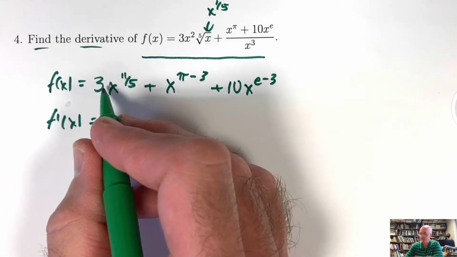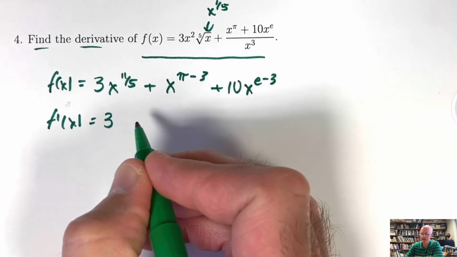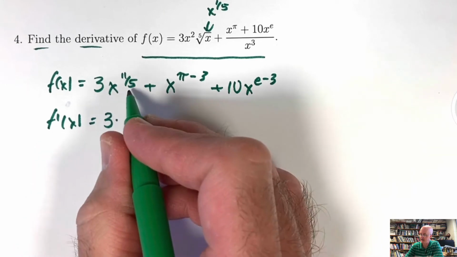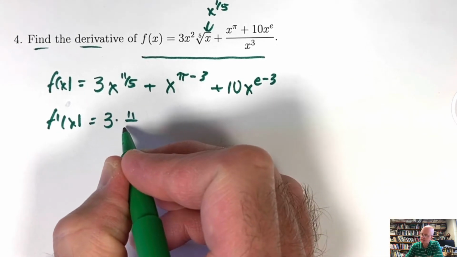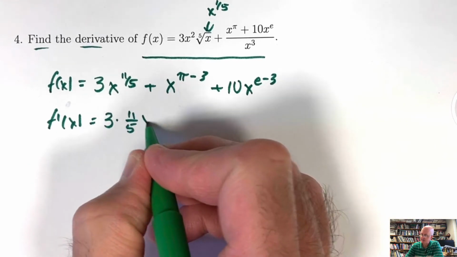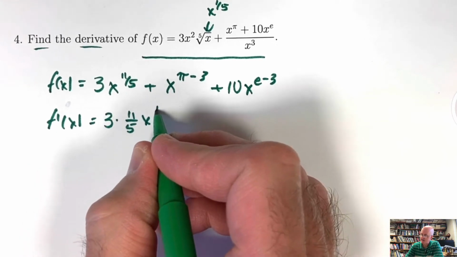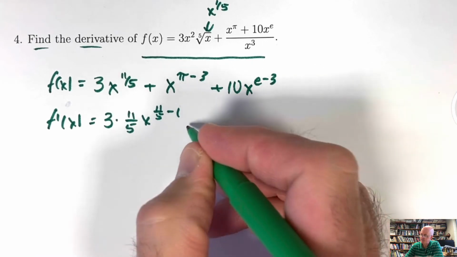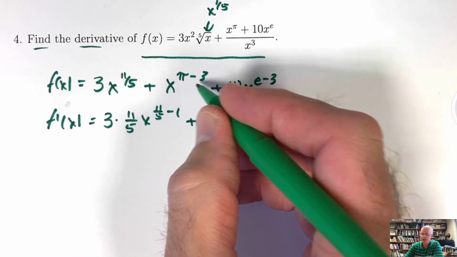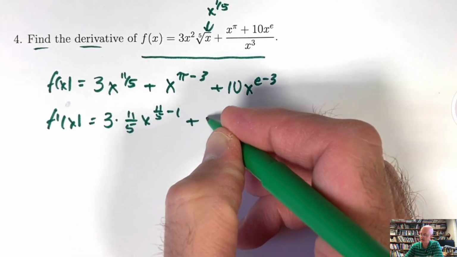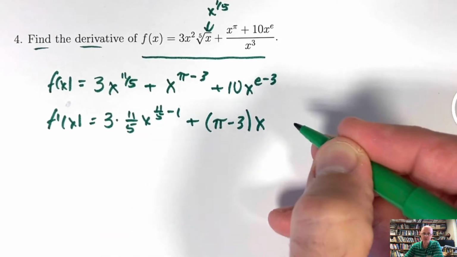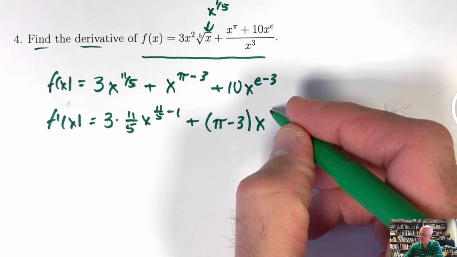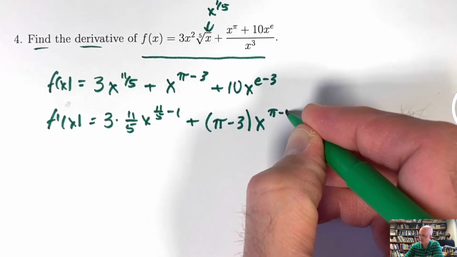All right, the 3 is a constant in front of this. It gets carried along for the ride. 11/5 is the n here. You could write the 11/5 as 2.2. 11/5 times x to the n minus 1 is 11/5 minus 1. With this next one, pi minus 3. Yes, pi minus 3 is playing the role of n. Bring it all down. Use parentheses. Subtract 1 from that exponent. Pi minus 3 minus 1 is pi minus 4.